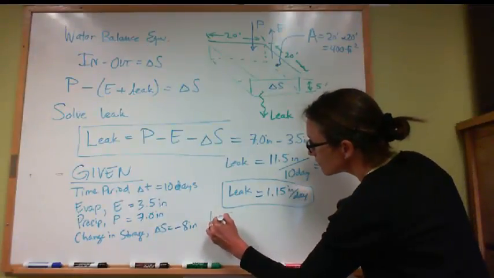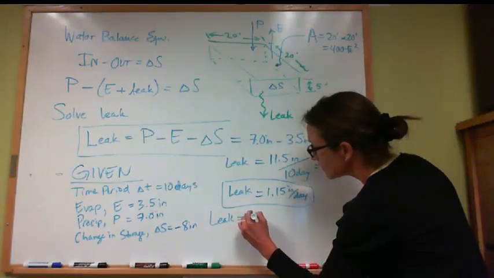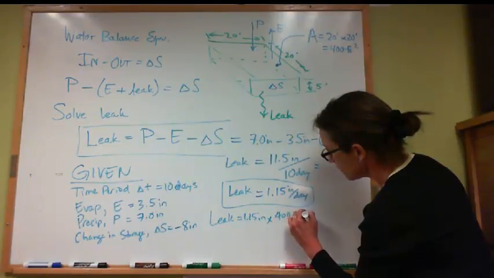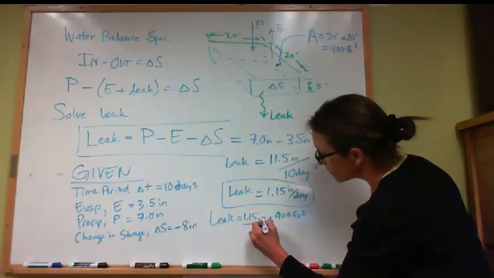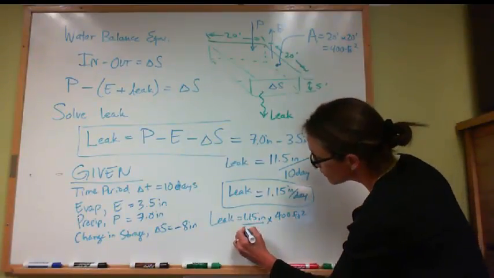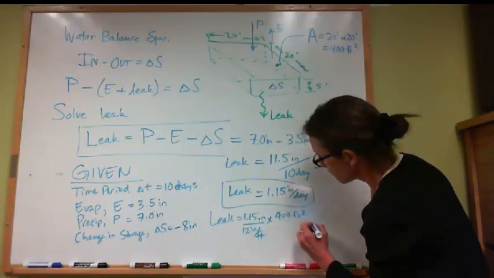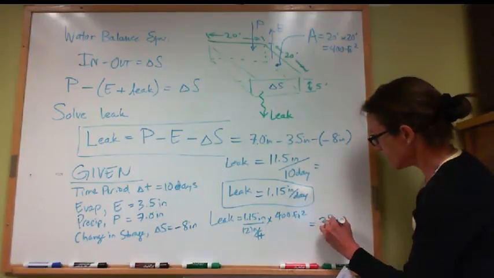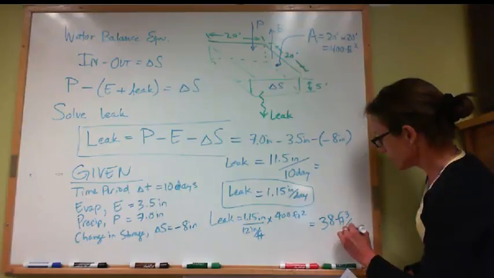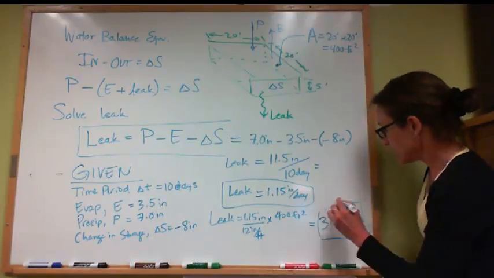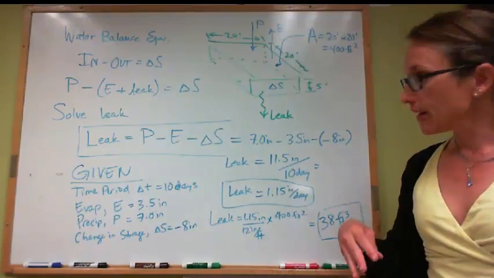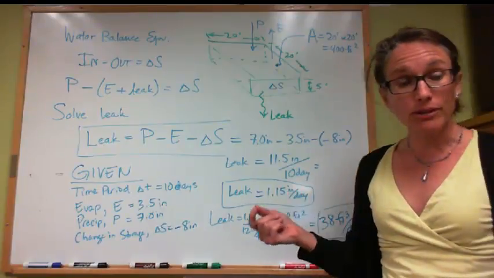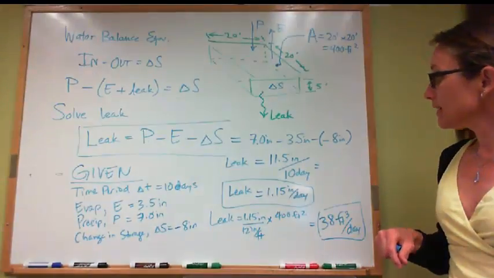So now to convert our leak from inches, we're going to multiply by 400 square feet, and then we also have to convert our inches into feet. So we'll divide by 12 inches per foot here. And what we end up with is 38 cubic feet per day is the total volume of water that is leaving the pool per day over that 10-day period.